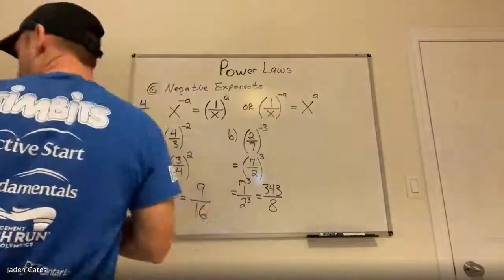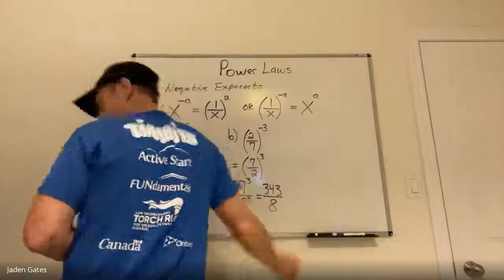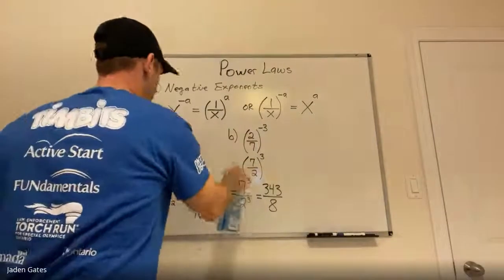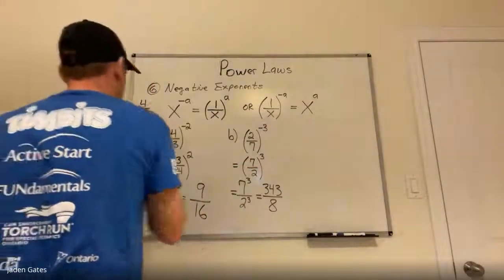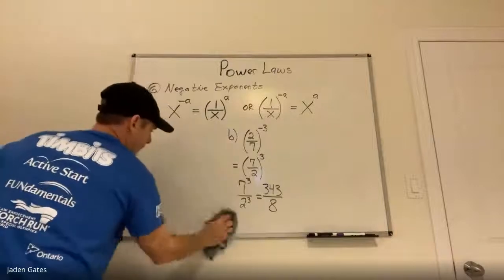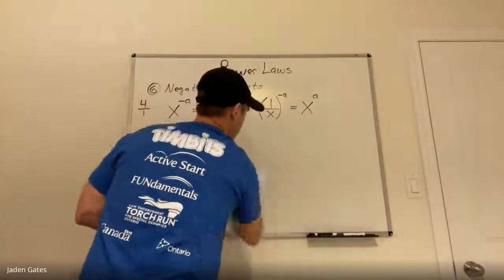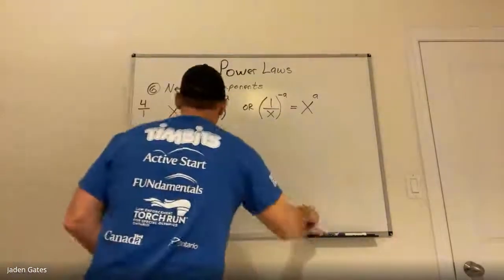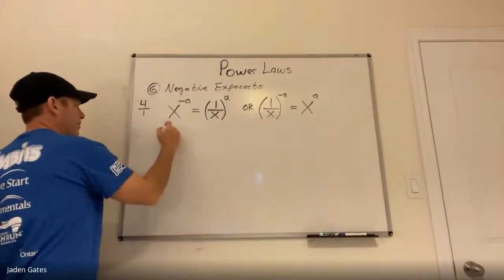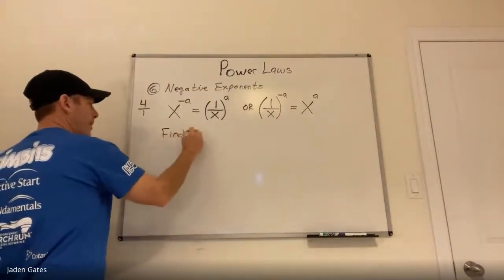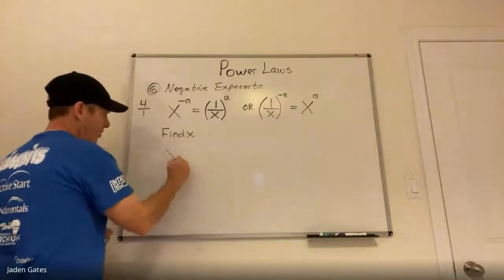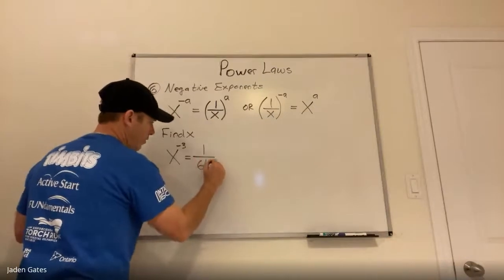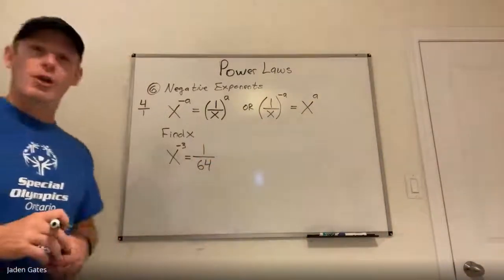All right, now, last example. A little something different. We're going to just use our definition in a slightly different way. All right, so we get something like this where it says find x. This is kind of a different example. Find x. And we get something like this where we have x to the -3 equals 1/64. And I want to solve for x.